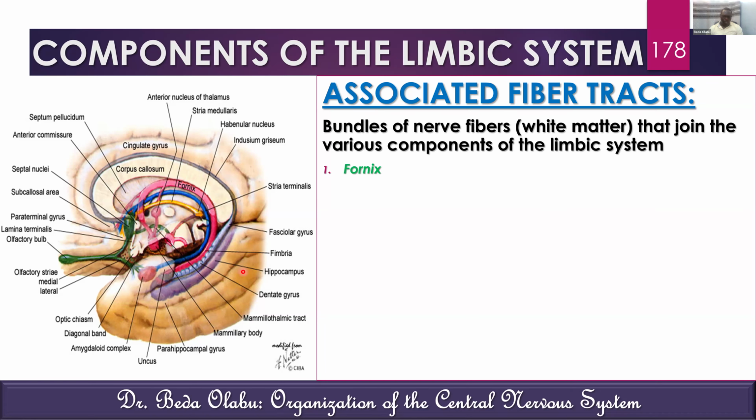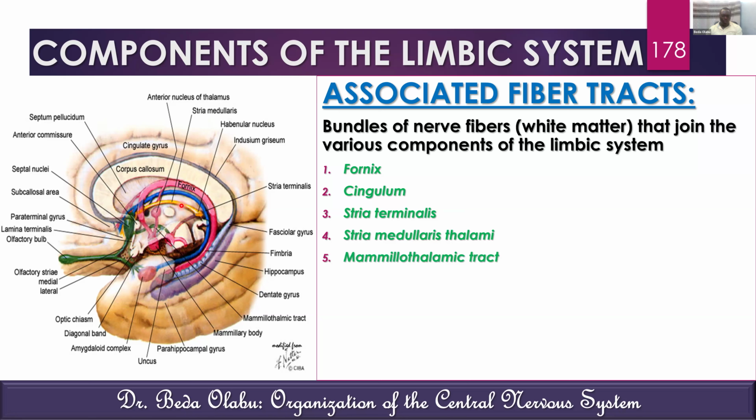So we have what we call the fornix. This is the fornix. We have cingulum located within this region, cingulate gyrus. We have stria terminalis, the blue. We have stria medullaris thalami, the yellow. We have mammillothalamic tract, this one. So those ones in green are relatively large, and you are able to see them easily from gross anatomy specimens.